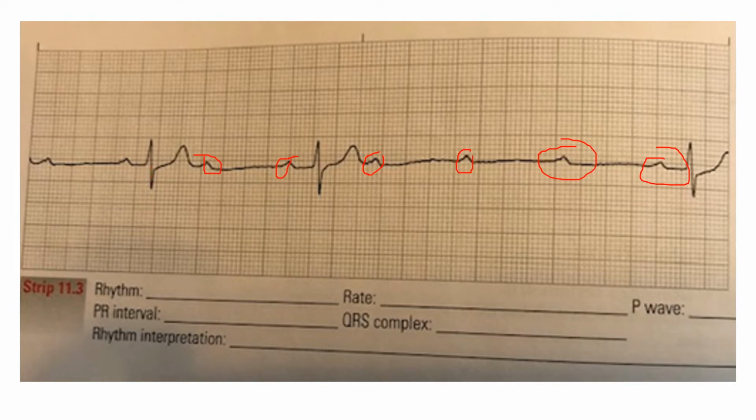So we are going to determine what the PR interval is. So looking at the PR interval, it ranges about 0.24 to 0.28. It is considered constant. So looking at your QRS, it is normal. It is 0.06 to 0.08.